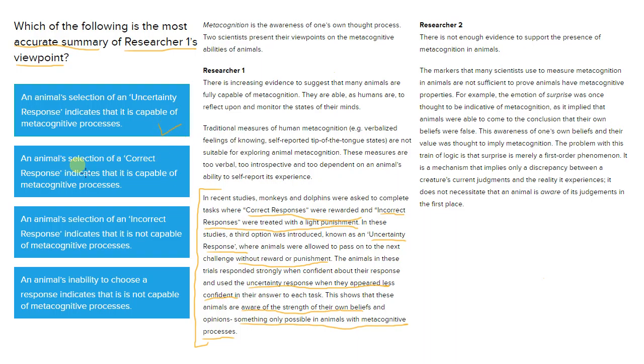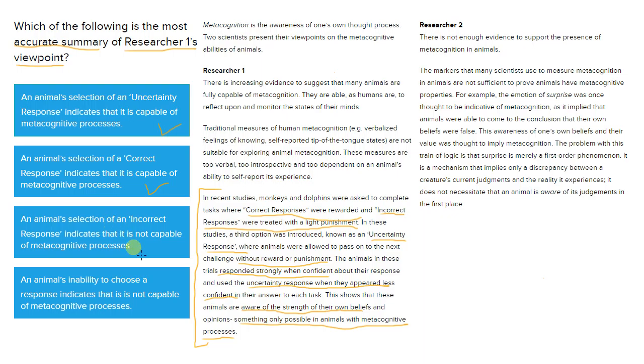An animal's selection of correct response indicates that it's capable of metacognitive processes. This one's a little tricky. It could be right because whenever they picked the correct response, they would respond strongly whenever they were confident about their response. So that could be true. I'm not sure. We'll have to figure out between these two later if these are the last ones we're left with. Answer choice C.